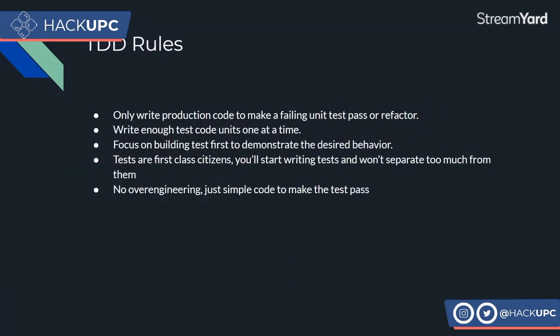We also have some rules. Once you write the test, you are only allowed to write production code to make this test pass. You will build a test class and a test scenario and a test method. And after that, the only production code that you are allowed to write is only to make the test go green.